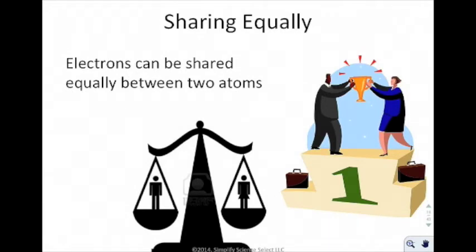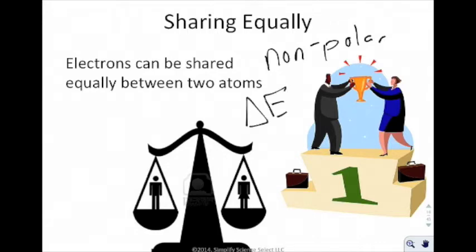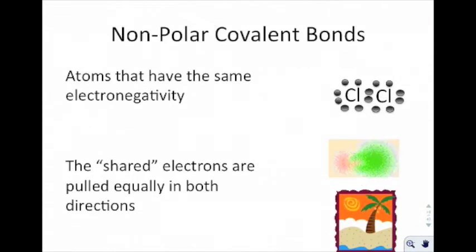Sharing equally. So electrons can be shared equally between two atoms. Whenever they're shared equally between each other, it's called a nonpolar bond. Now, how do you determine if it's shared equally? You look at what is called the change in electronegativity value. Now, we've already discussed electronegativity. It's the affinity of a particular atom to have electrons or pull electrons towards them. So that creates what we call a nonpolar bond, and you can figure it out by the change in electronegativity.